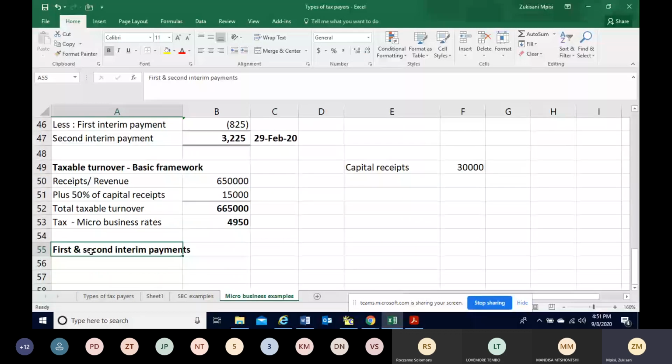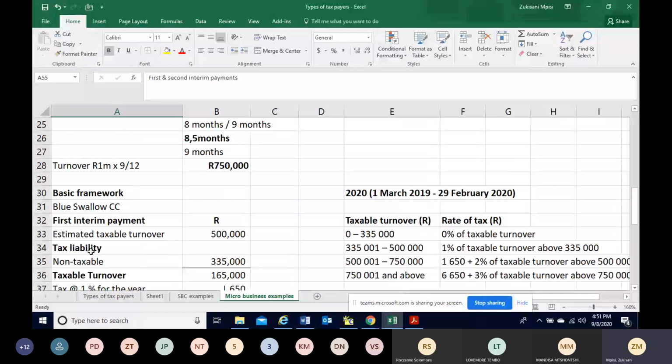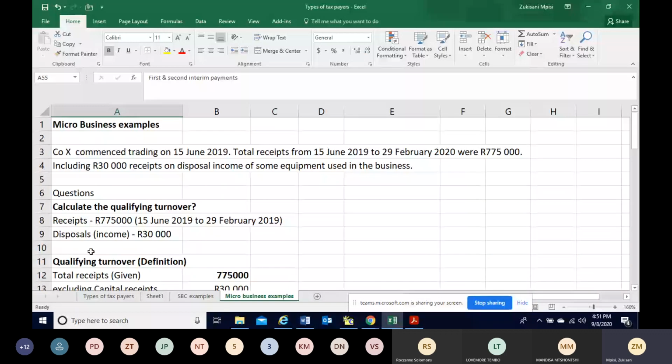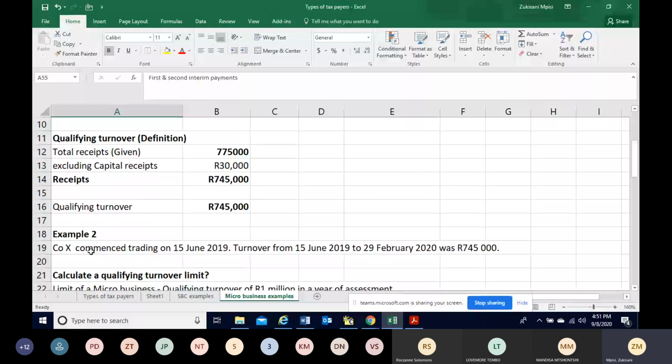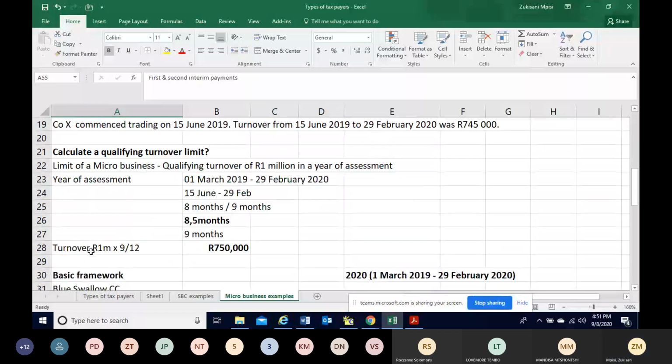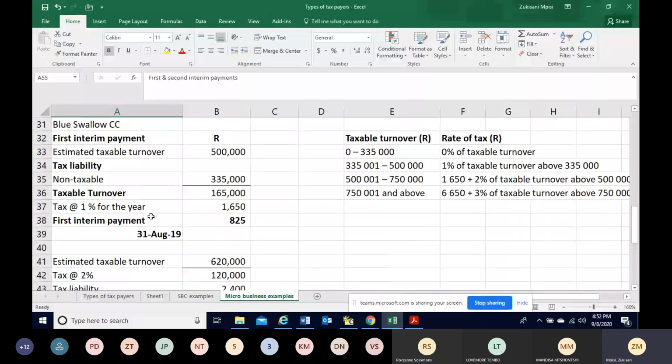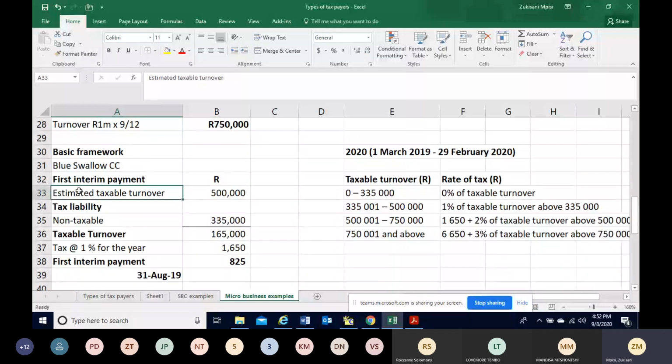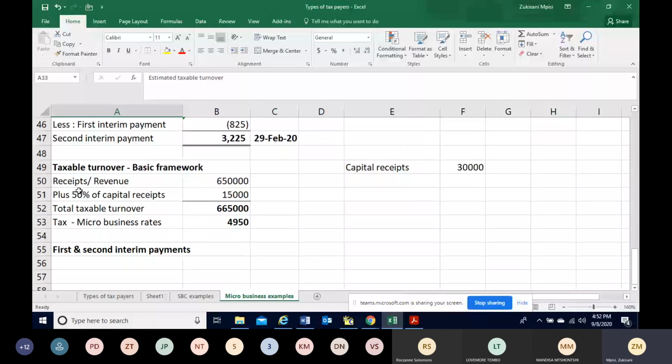So that is the summary on micro businesses. The important thing is to know how to apply the tax tables. It is important to know the definition of a turnover, a qualifying turnover. It is important to understand how to calculate a qualifying turnover limit and apply it to the receipts that were received in the current year. The basic framework, how to calculate the interim payment and the second interim payment, they are always based on estimated taxable turnover, which you will always be given. But in some other instances, you may be given a qualifying turnover and capital receipts as well, and all you need to do is to calculate how to get to a taxable turnover.